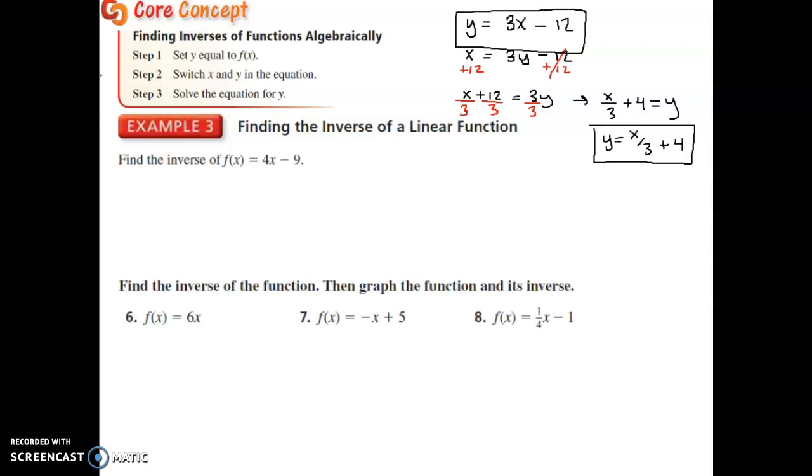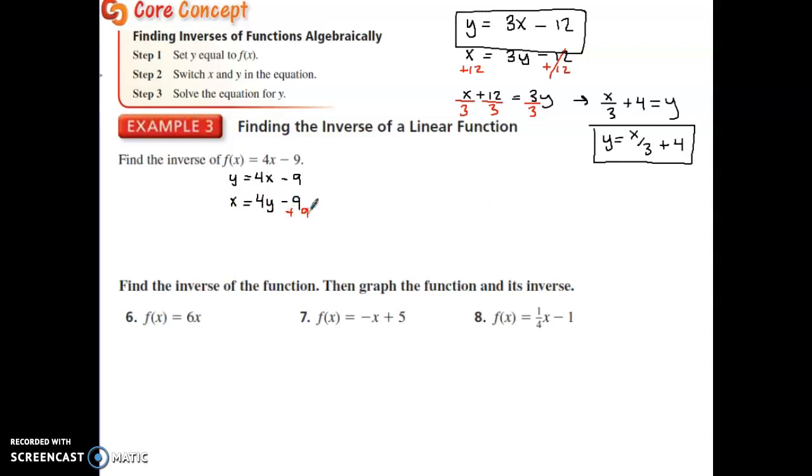So we're going to go ahead and do that in example 3. Find the inverse of the function given. Well, this function is called f, so instead of using that f of x notation, I'm just going to use my y notation instead to make things a little bit less tricky. And then I go through and swap all the x's and all the y's, so the y becomes an x, and my x becomes a y, and then I solve.